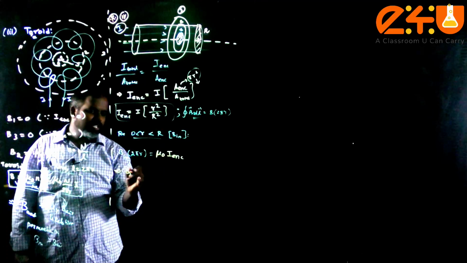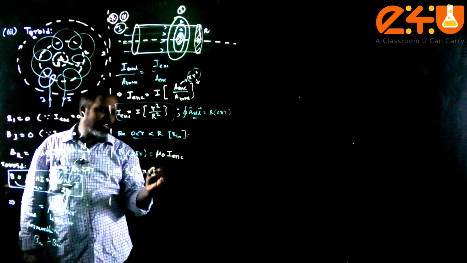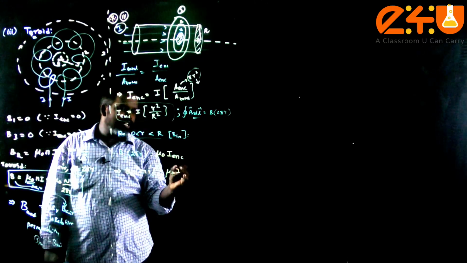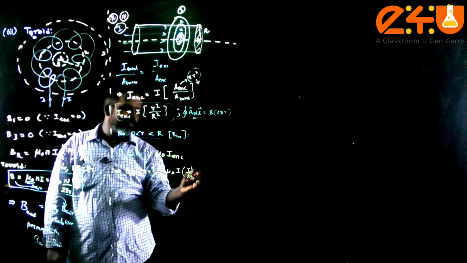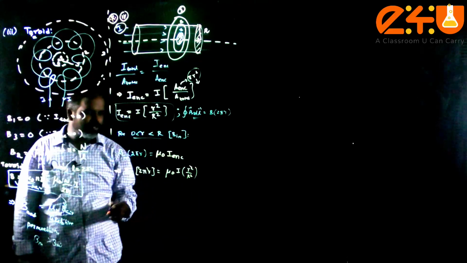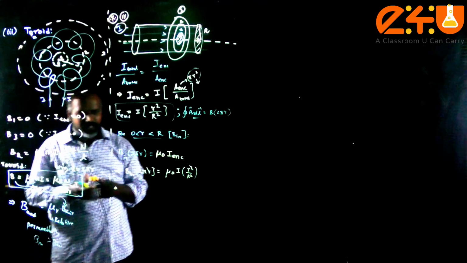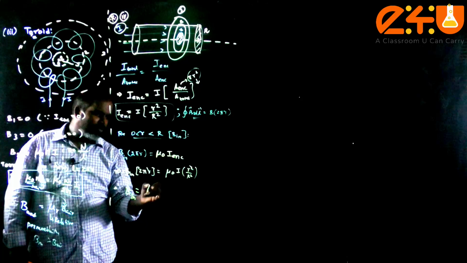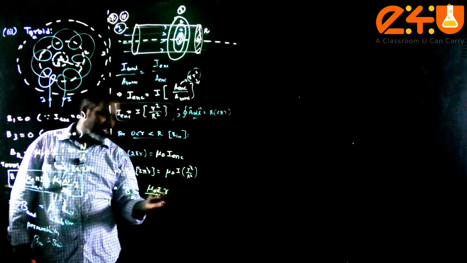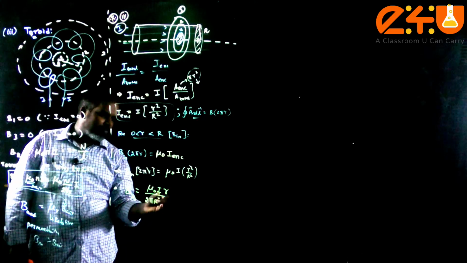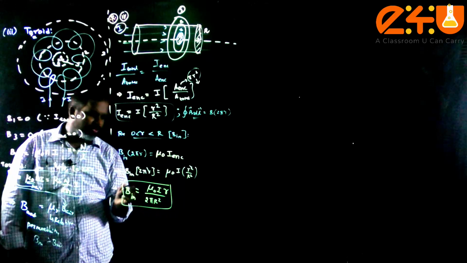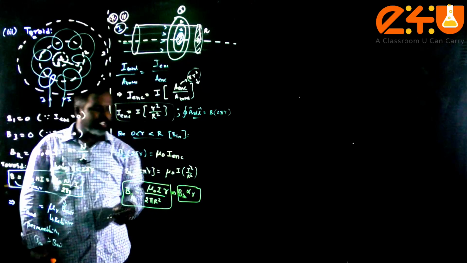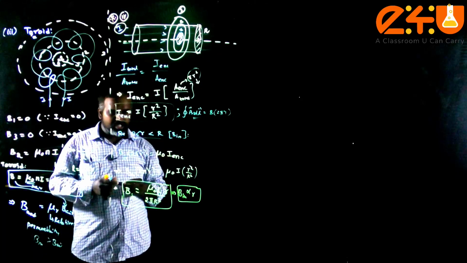Therefore, B in 2 pi small r is equal to mu naught times I enclosed, which is nothing but I into small r square divided by what, children? Capital R square. So this gets cancelled out. Therefore, B in is equal to mu naught I small r divided by 2 pi into capital R square. So this is the expression we get. From this we can say that B in is proportional to r, until it reaches the top surface.